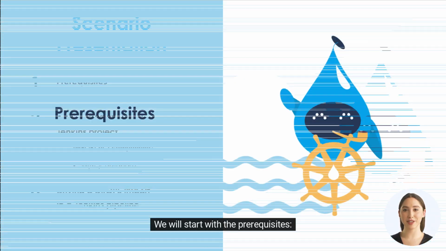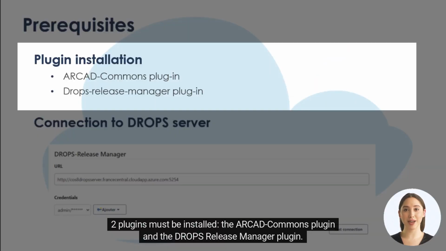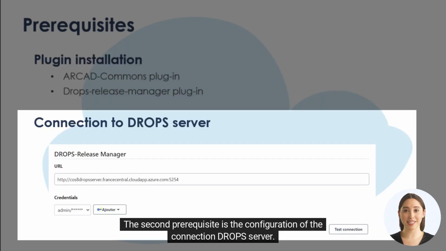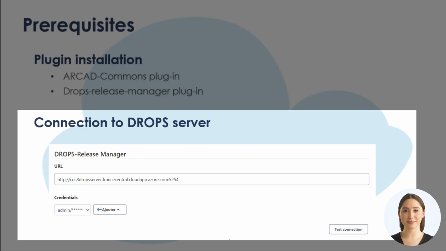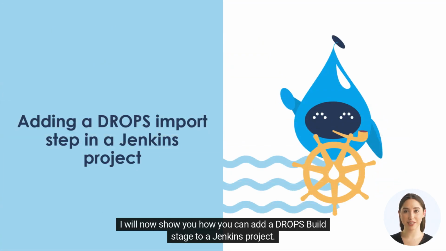We will start with the prerequisites. Two plugins must be installed, the Arcade Commons plugin and the Drops Release Manager plugin. The second prerequisite is the configuration of the connection Drops server. I will now show you how you can add a Drops build stage to a Jenkins project.